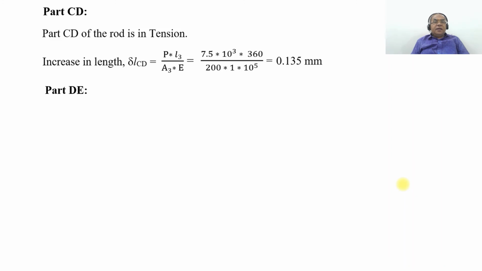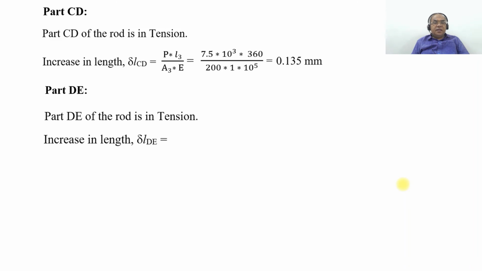Similarly, part DE of the rod is in tension, and the increase in length delta L DE will be equal to P into L4 by A4 into E, which is again 7.5 into 10 to the power of 3, into 360 into 300, because that is the length of the cross section of DE, divided by the area of cross section 600 into 1 into 10 to the power of 5, which will be 0.0375 mm.